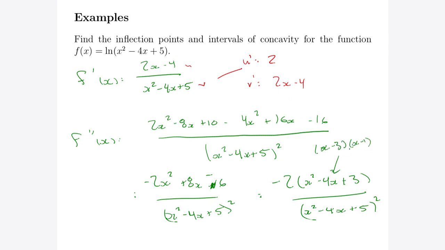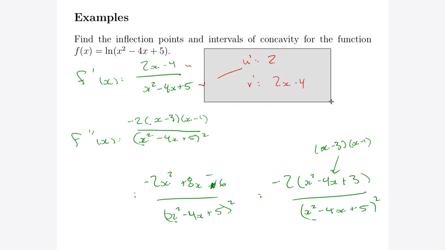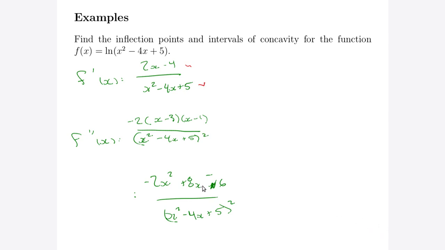Okay, so let me erase a bunch of this and get our regular derivative in here. I'm going to get rid of this stuff first. I want to get rid of that one too. Oh boy, where's my eraser? Here we go. And I'll copy that down, and then we should be good to go. So negative 2 times (x minus 3) times (x minus 1) over (x squared minus 4x plus 5) squared. Let me get rid of everything else so we have some more room. Okay, so there's our second derivative.